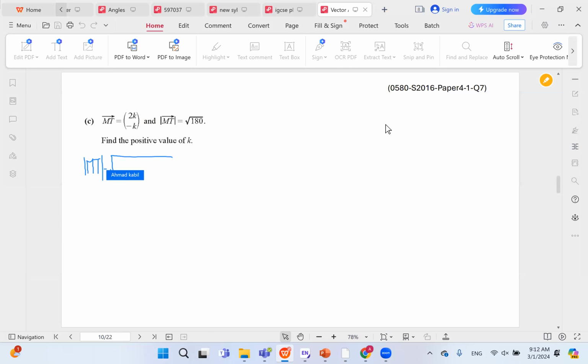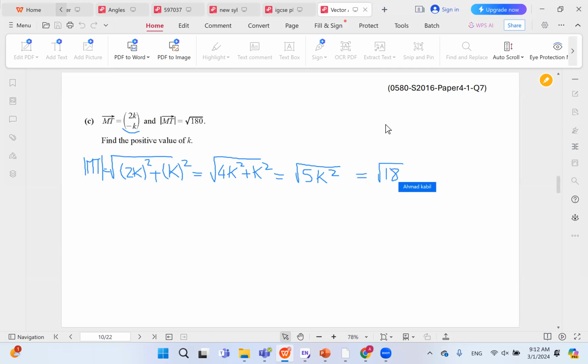The magnitude of MT is equal to the Pythagorean of the elements in this vector. We said we can just ignore the negative sign as if it does not exist. So we just have 2K squared plus K squared. So this would be root of 4K squared plus K squared, and then that would be root of 5K squared. Now, this is equal to root of 180.